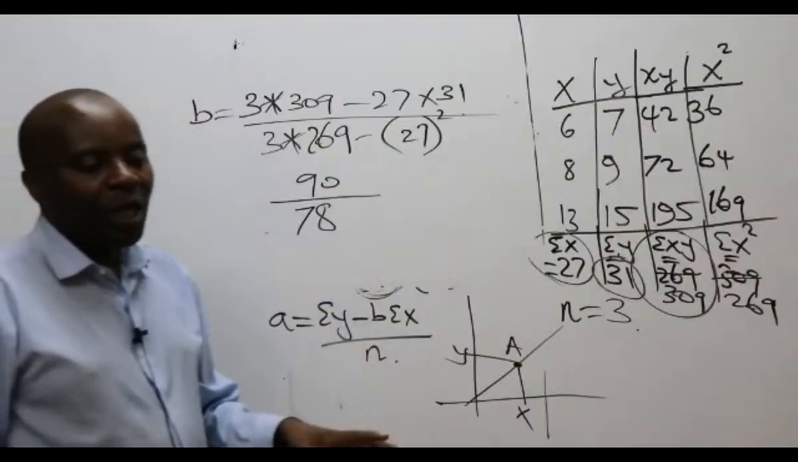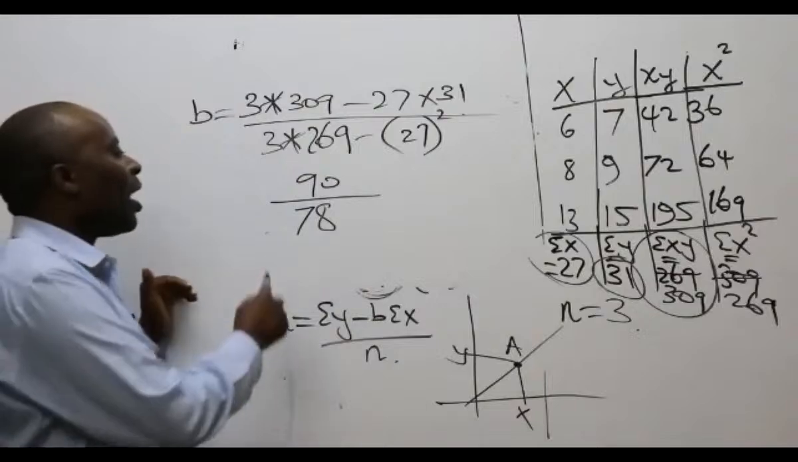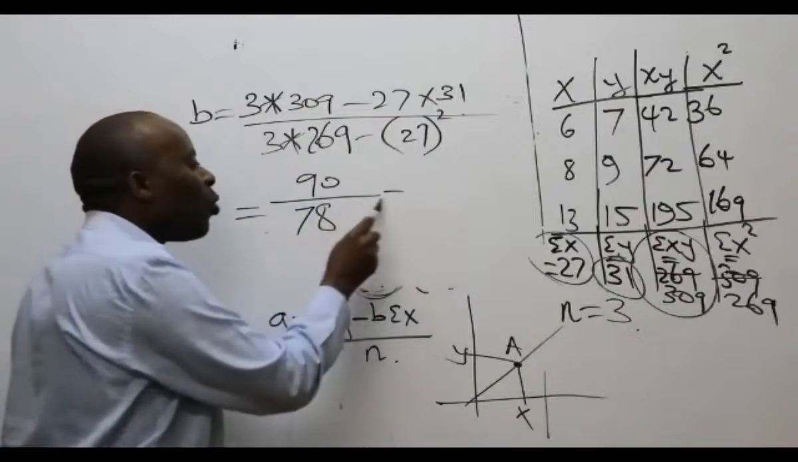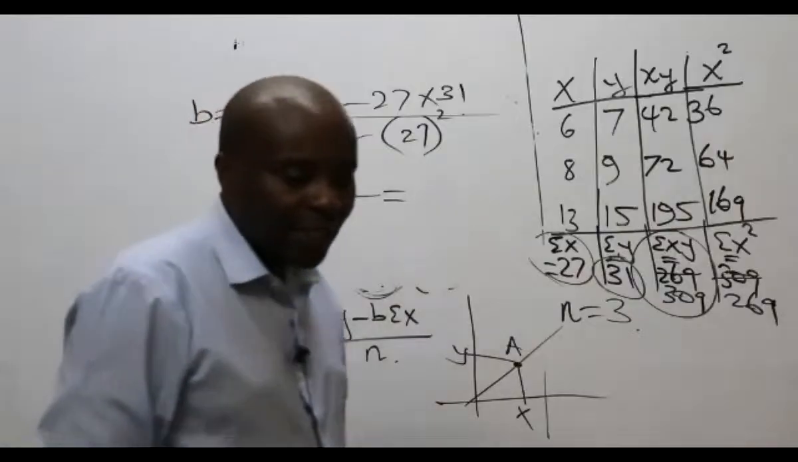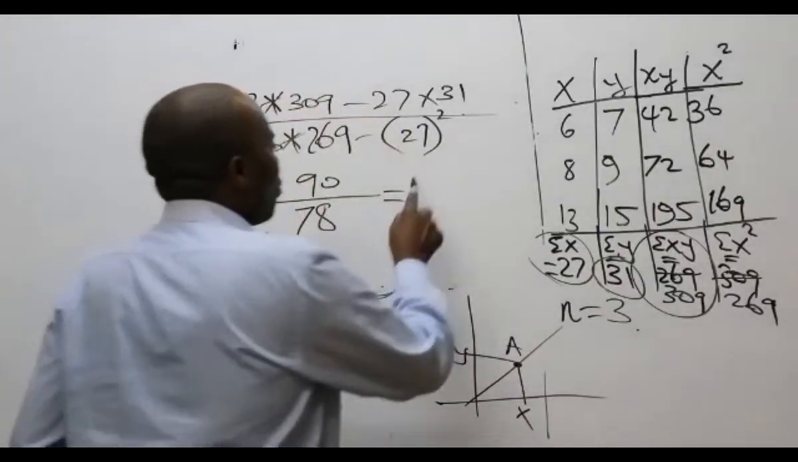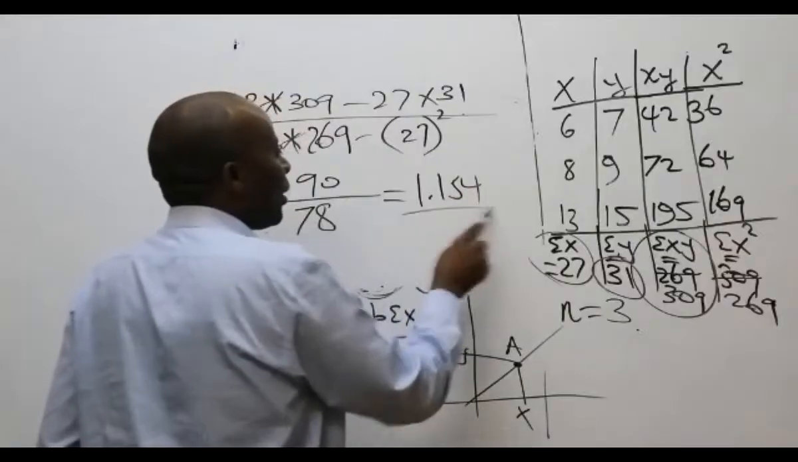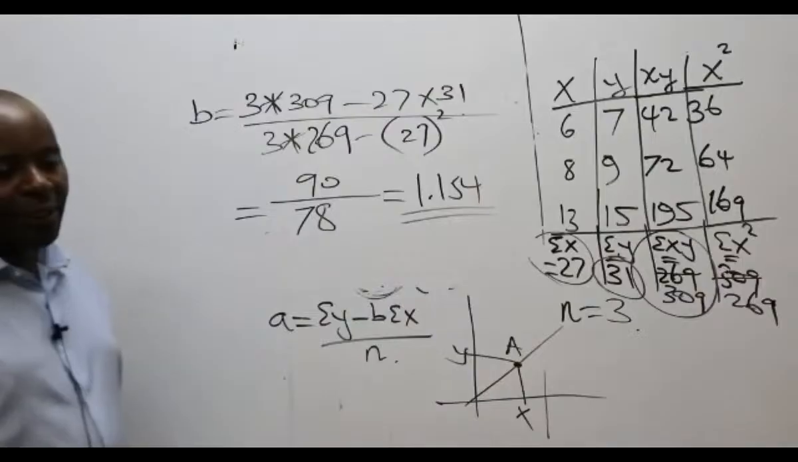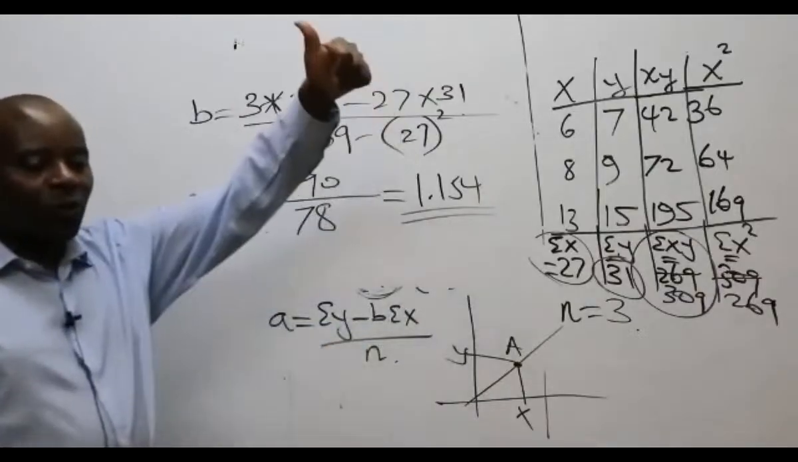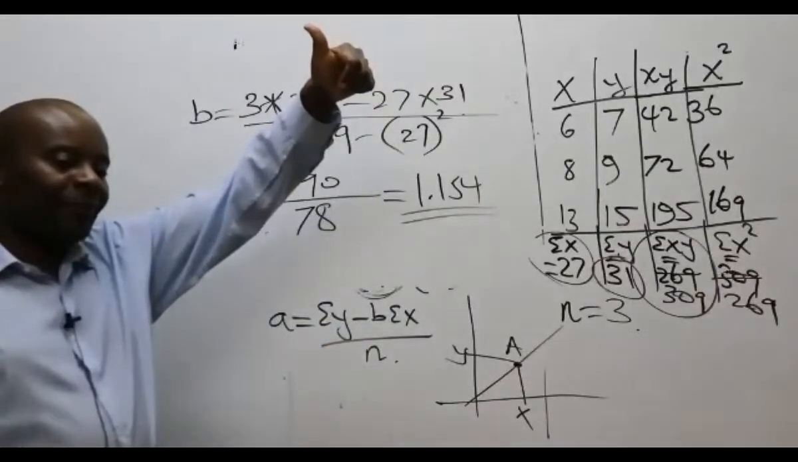Thank you very much. Now, ladies and gentlemen, do me a favor. Please go ahead and give me the quotient here. What is 90 divided by 78? So Sharon tells me it is 1.154 like that. Great. Many guys have been able to confirm.